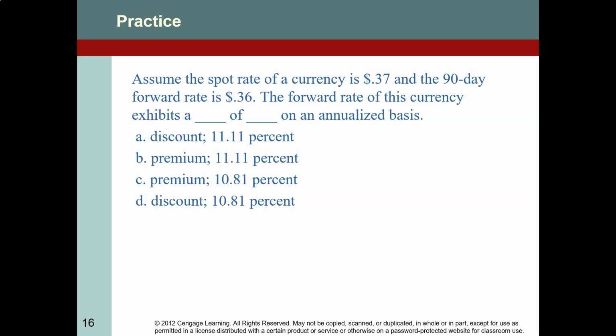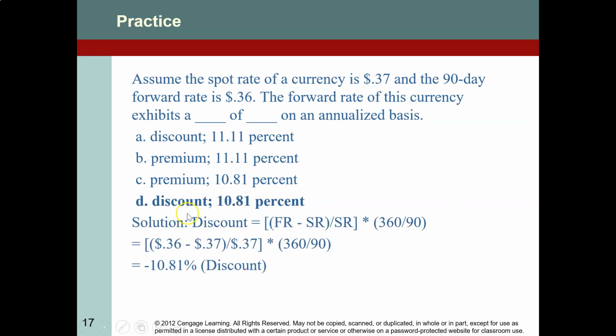Okay, if you're ready, the answer should be D. We use forward rate, which is 0.36 minus spot rate, which is 0.37, divide by spot rate, 0.37, divide by 90 days, because this is a 90-day forward, multiply by 360. We should get negative 10.81% as the forward discount.